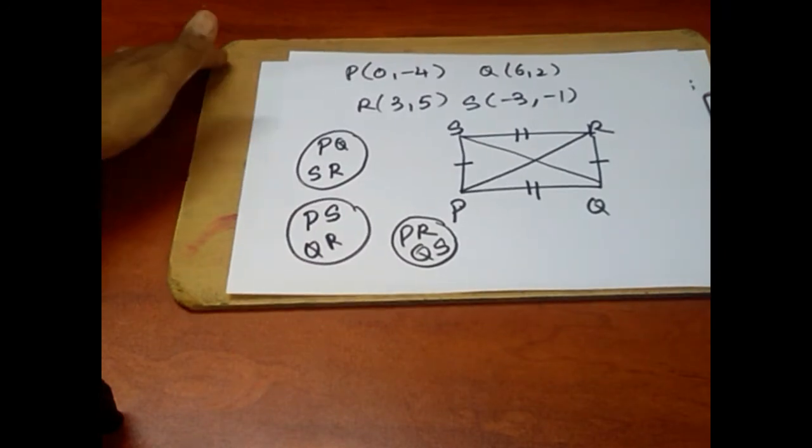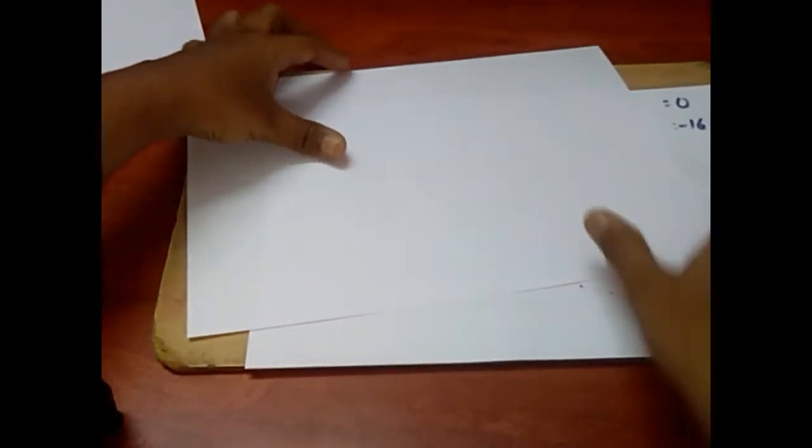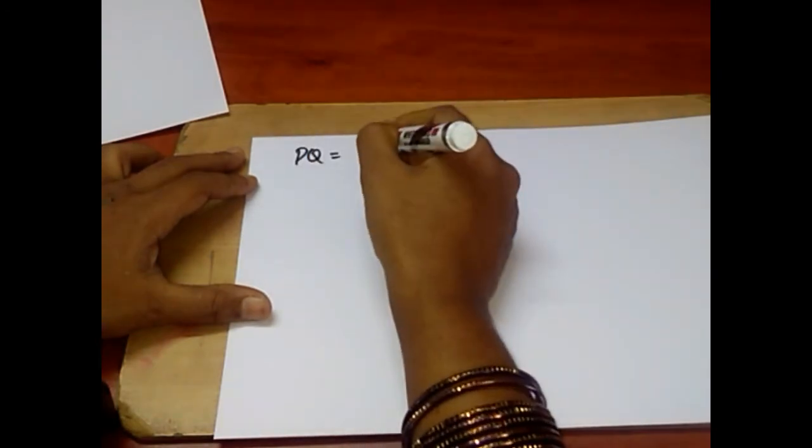Hence we can say that they are the sides of a rectangle. Let us consider the points and find the solution one by one. I'll be direct with the solution, children. I'm not going to write the formula, but you have to write the formula at least once before you begin the problem. Let us consider PQ first.